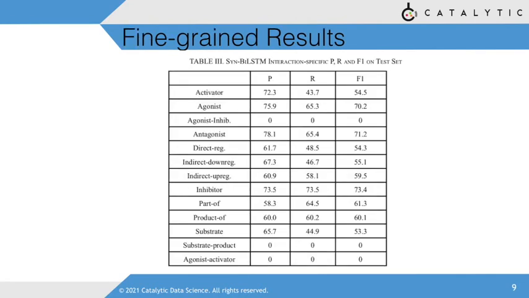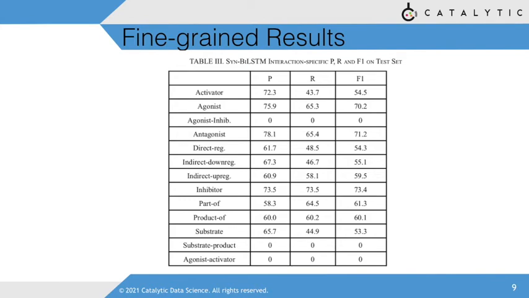Here again briefly is the per category precision, recall, and F1. So of note is the poor performance on low data types such as agonist inhibitor, and these data types are also quite complicated interactions that would require more data to be correctly categorized.